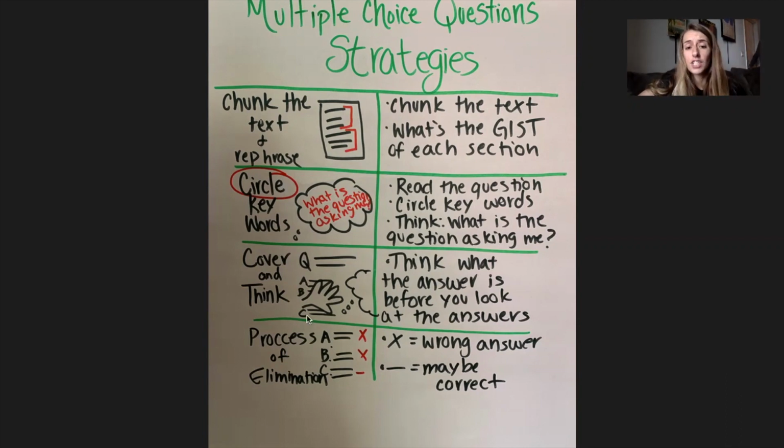The next strategy is cover and think. I can do this one on the computer easily. I'm gonna just take my hand and I'm gonna cover the answers and think about what the answer is before I even read the answers just from reading the question. And then the last thing I do is process of elimination.